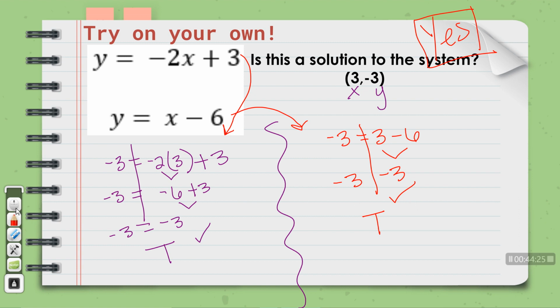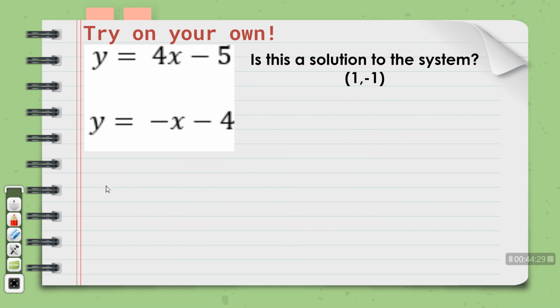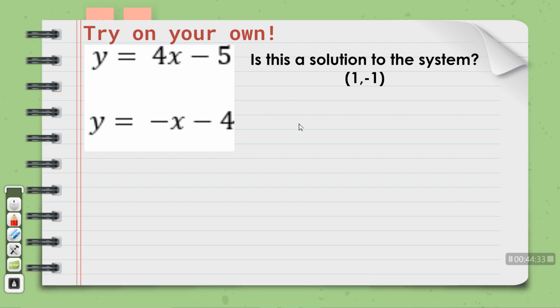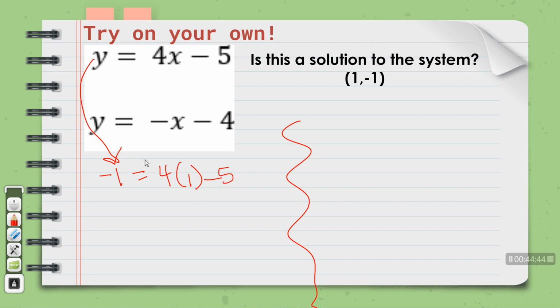All right, you can go ahead and finish the other examples on here. I'm trying to see if there's maybe a tricky one. Let me do this one with you, this bottom one, because there is a negative sign there, so I want to talk about that. So the top one I'm going to do here. I'm going to have negative 1 equals 4 times 1 minus 5. 4 times 1 is 4. 4 minus 5 is negative 1. Negative 1 equals negative 1. This one's true.